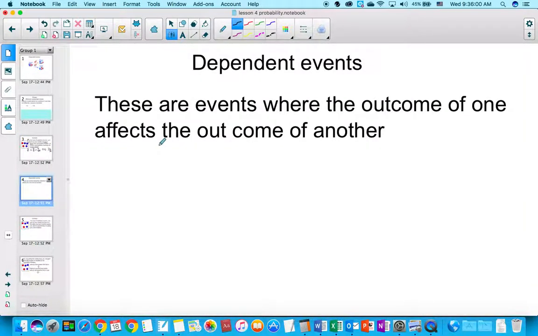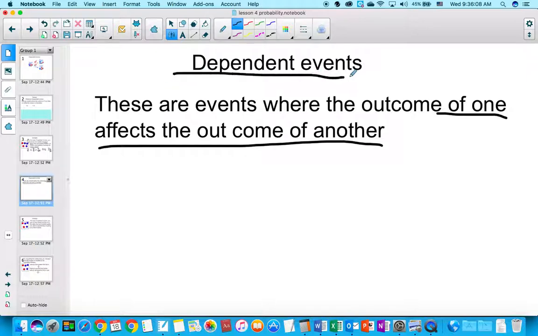Right? Dependent events are where the outcome of one event affects the outcome of the other. So dependent events are where the outcome of one event affects or changes the outcome of another. So basically what it's saying is you do one event, and that event changes the probability of the other event. So let's look at an example to make it clear.